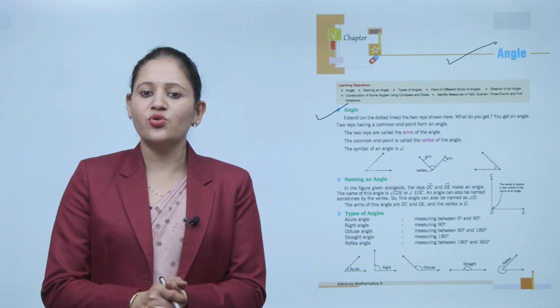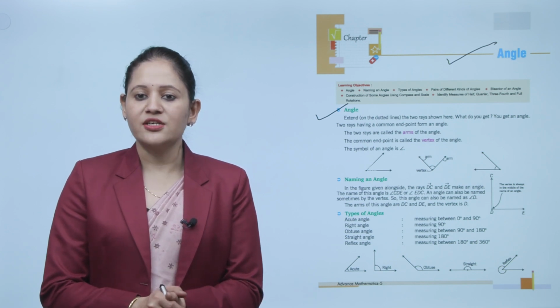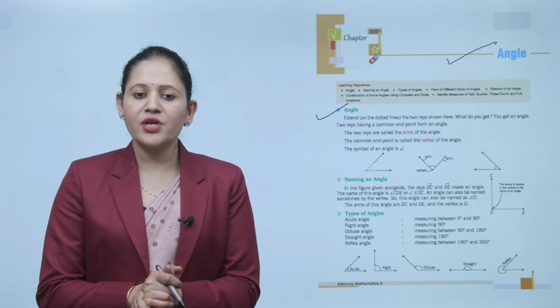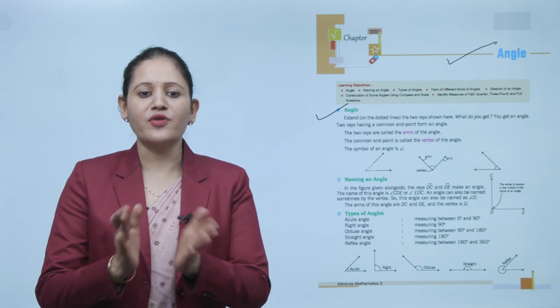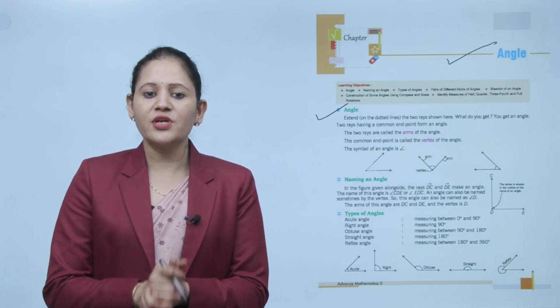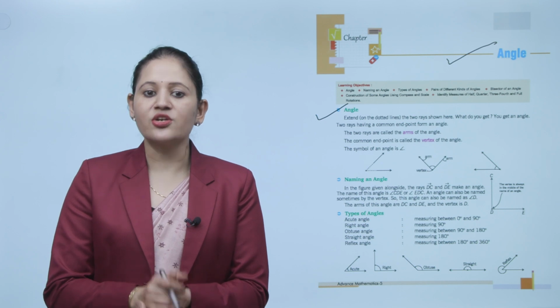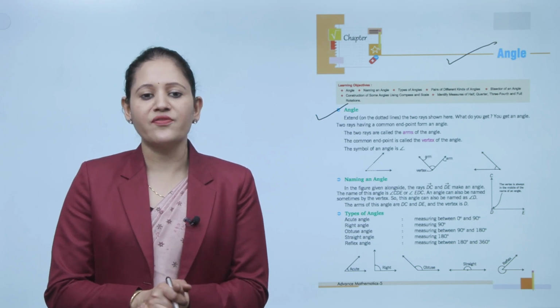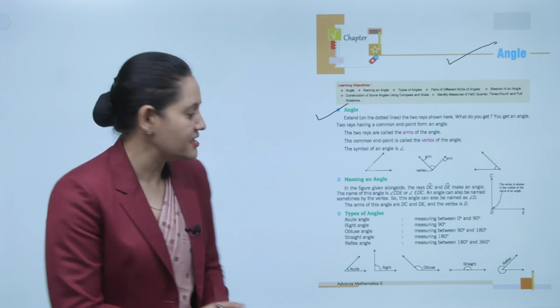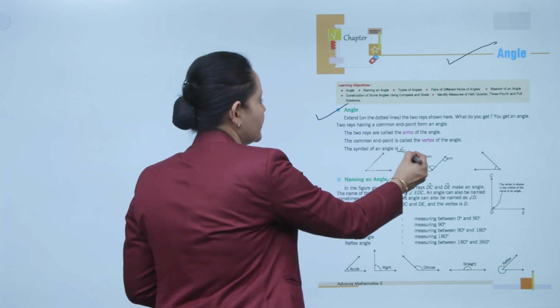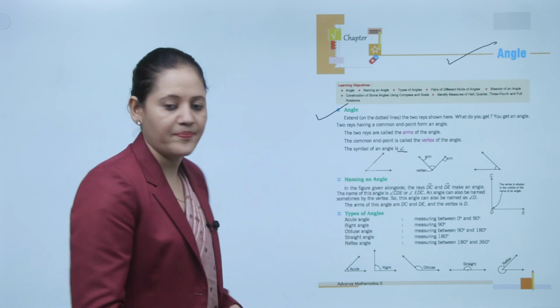Extend the two rays shown here. What do you get? You get an angle. Two rays having the common endpoint form an angle. The two rays are called the arms of the angle. The common endpoint is called the vertex of the angle. The symbol of angle is this.